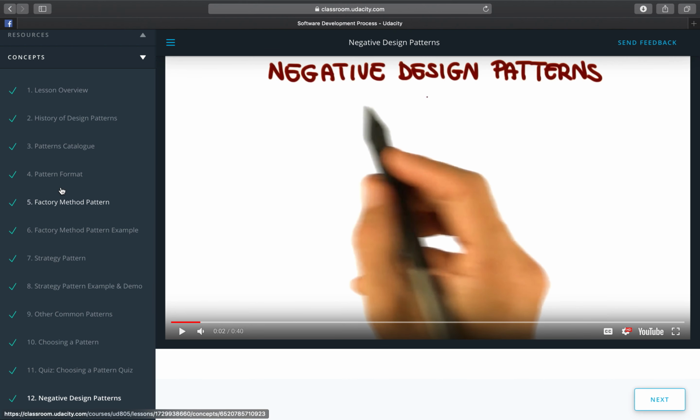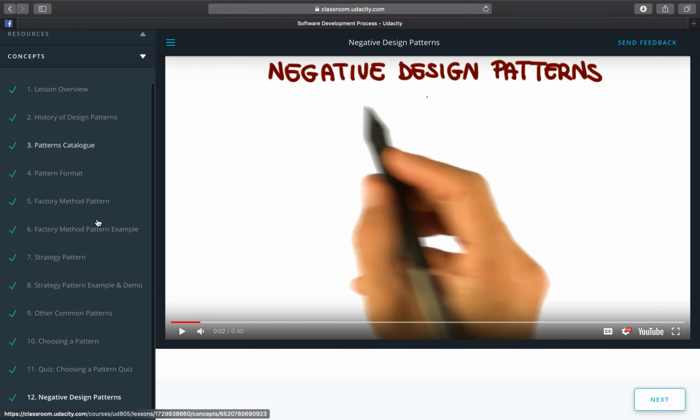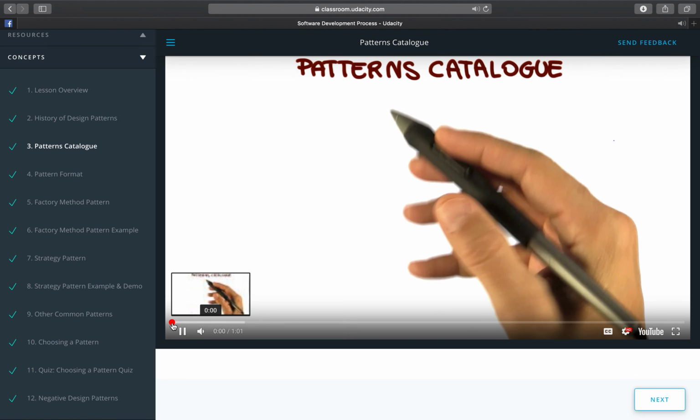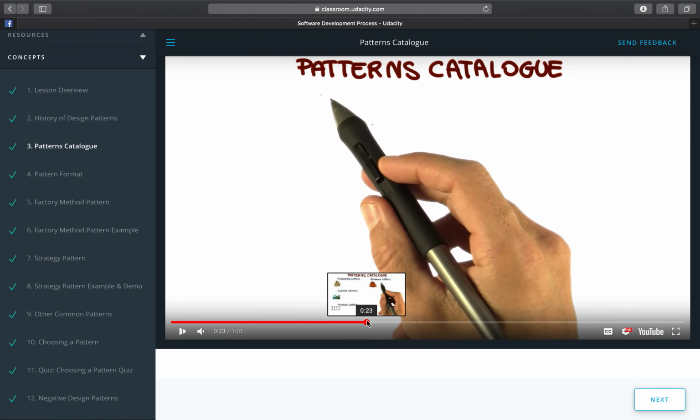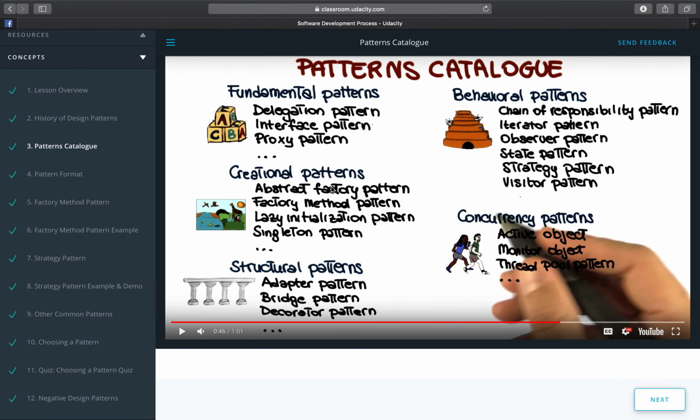Lesson 11 talks about design patterns. For this video, the narrator talked about the categories of design patterns. Particularly, the ones he mentions here are the fundamental patterns, creational patterns, structural patterns, behavior patterns, and concurrent patterns. Out of these, he selected two patterns that he talks to us about, which are the factory method pattern and the strategy pattern.